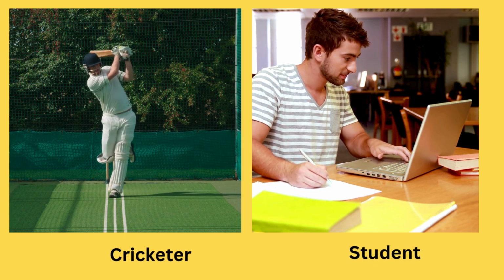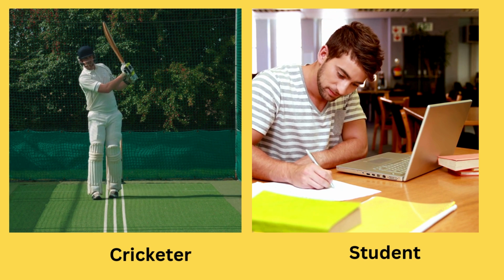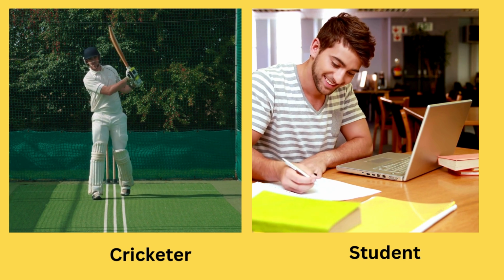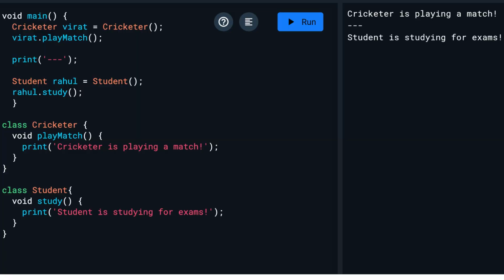Today we will discuss mixins in Flutter with real life examples of a cricketer and a student. So let's start. The main purpose of a cricketer is to play cricket, whereas a student does the work of studying. In the example, we have created an instance of cricketer with a play match method which prints cricketer is playing match, and a student does study. So the output is student is studying for the exams.